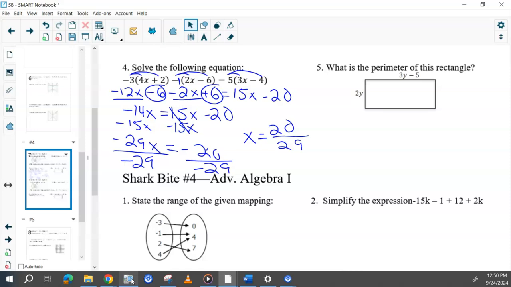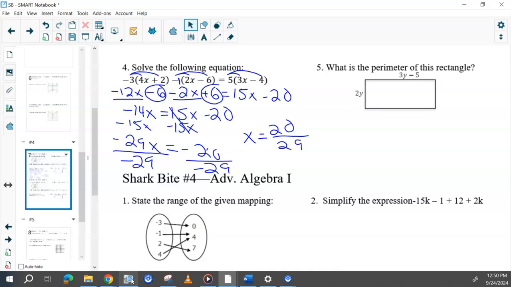Oh, okay. And then for number 5, we're going to find the perimeter of this rectangle. You can do that a couple different ways. Remember that this is 4 sides, so include that on all sides, and then add all 4 in a straight line. Or you can use your perimeter equation.